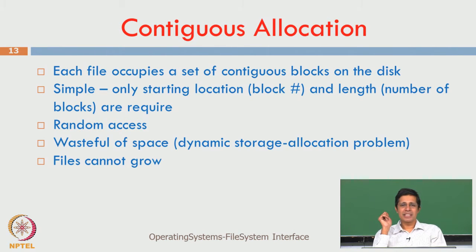So, contiguous allocation has this problem, but the good thing is that if part of the file gets erased due to some virus, etc., the remaining part will be intact. So, I can put in some dummy data and then continue. That is a bigger advantage of having this contiguous allocation.